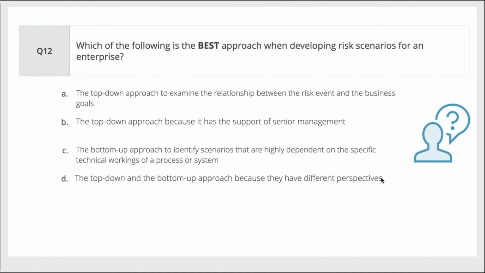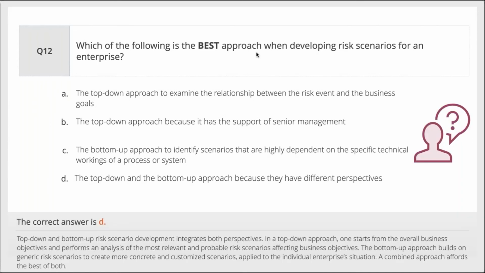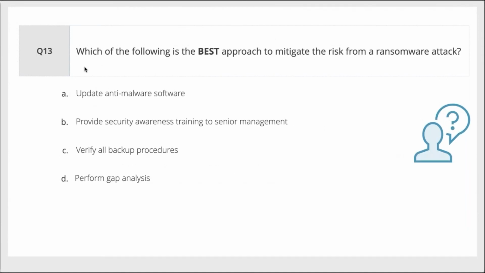I think there are many correct answers here, which is very good. When you're preparing risk scenarios, what kind of risk the organization may face, a top-down and a bottom-up approach are both required. If you don't know what this is, you may want to study the top-down and bottom-up approach. This next one should be an easy one.